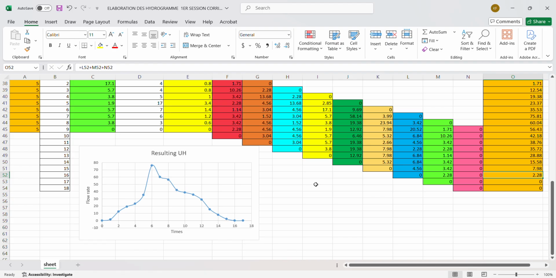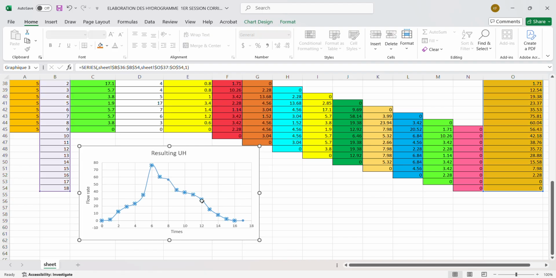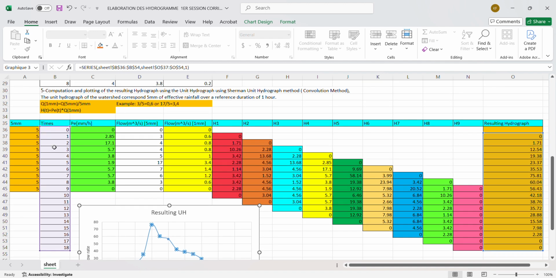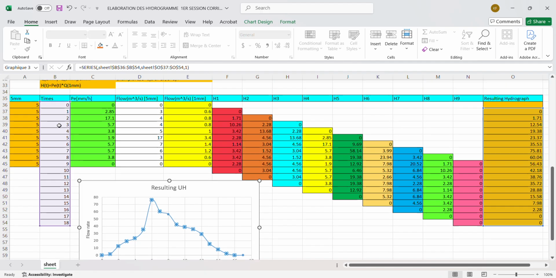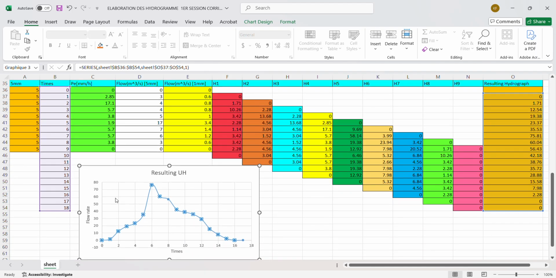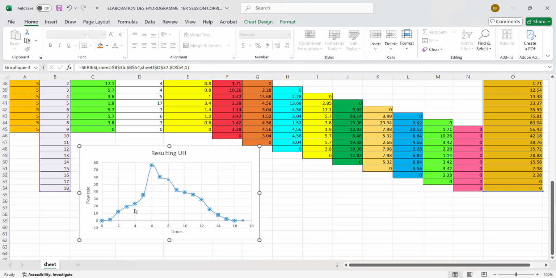And for our hydrograph, we have this value. Here's the hydrograph. We have the time. Just the time scale I put up to 18 to look at, and here we have the resulting hydrograph. I take the resulting hydrograph and our time scale to make my unit hydrograph, my curve. The curve is here.